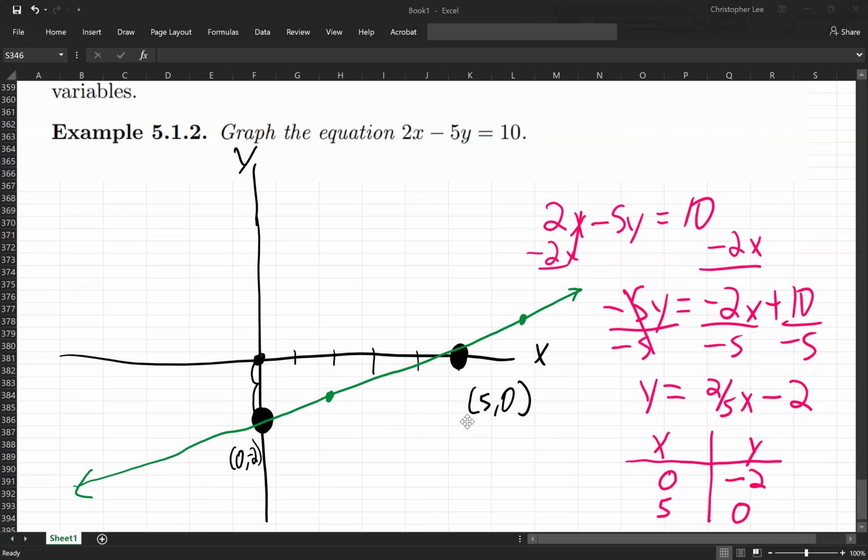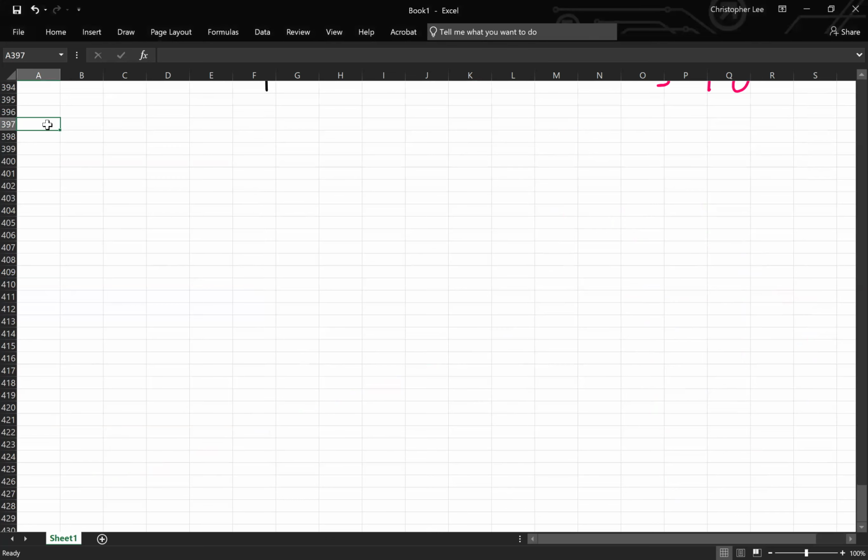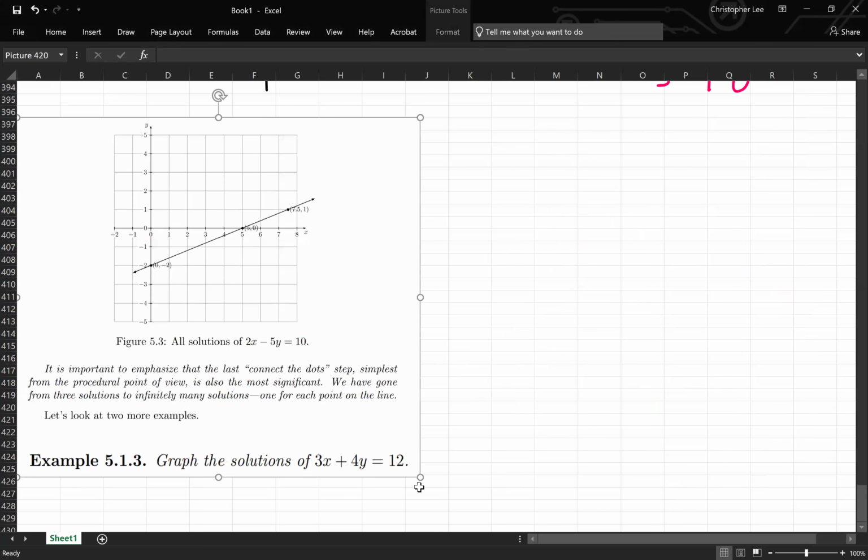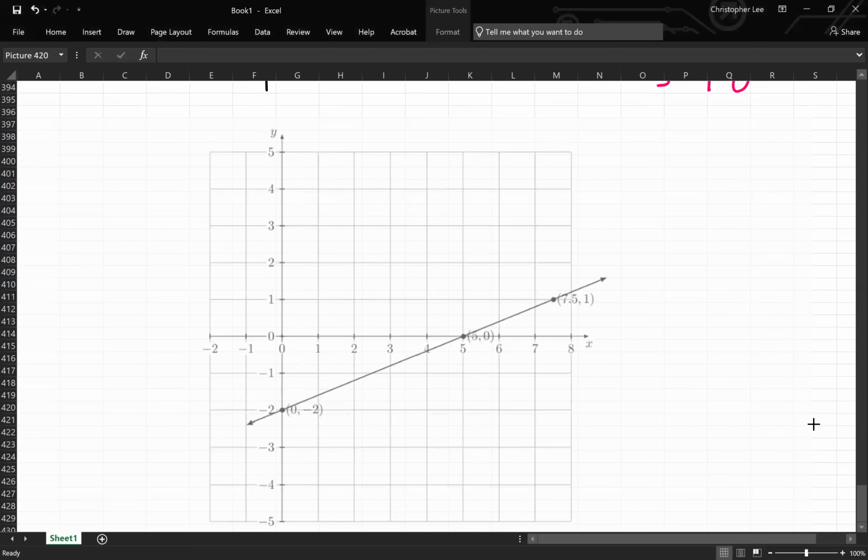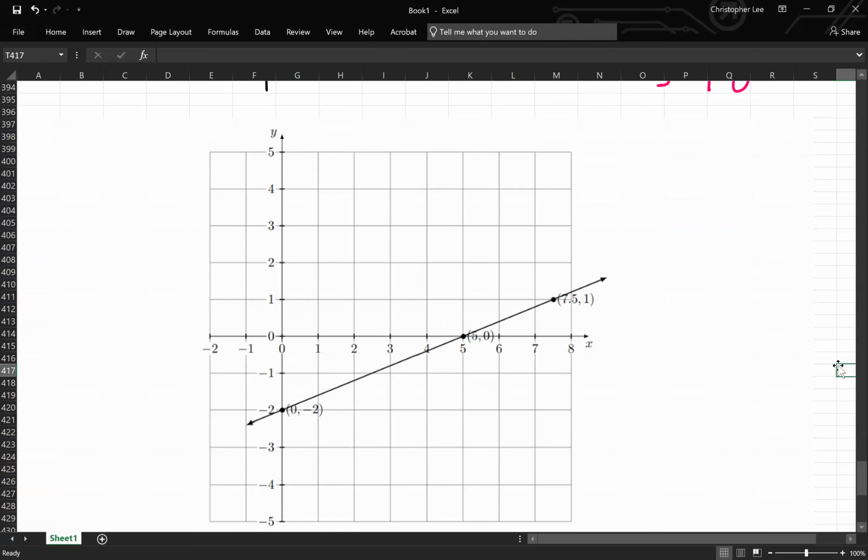Just plug in values for X and see if they work in the equation. Before we jump into another example real quick, let me just show y'all a pretty graph. I know my handwriting not so pretty. There you go. That's what it was supposed to look like if done correctly.